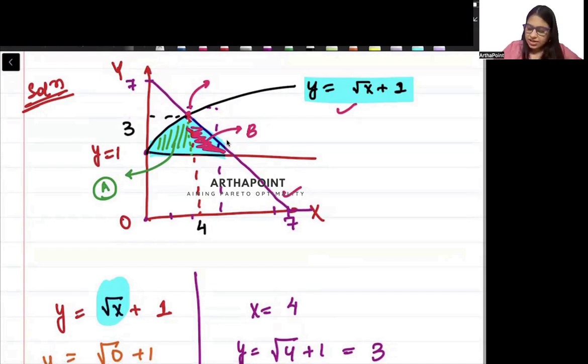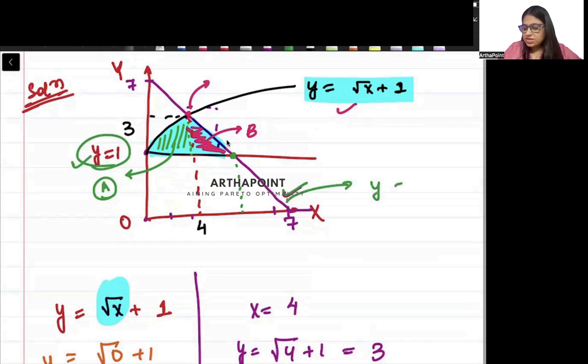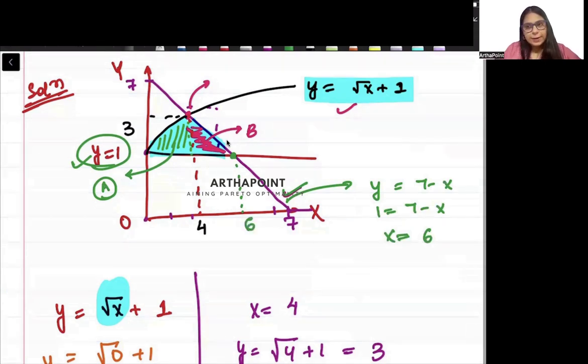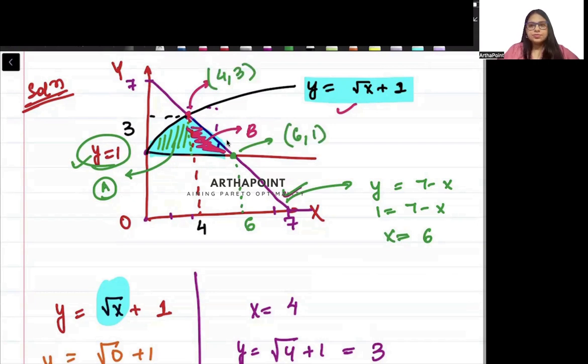Okay, let's find out this last point also. What about this point? Very simple. This point is the intersection between this curve and this curve. So when y is 1, this curve says y is equal to 7 minus x. So when y is 1, what will be x? 6. So here x is 6. Clear? So this coordinate is 6, 1. This coordinate is 4, 3.